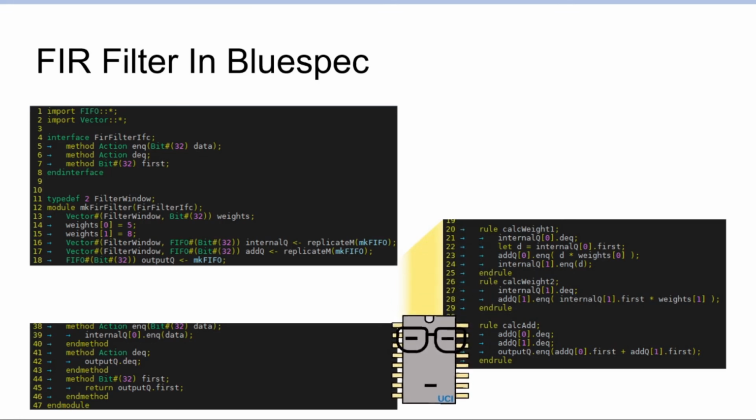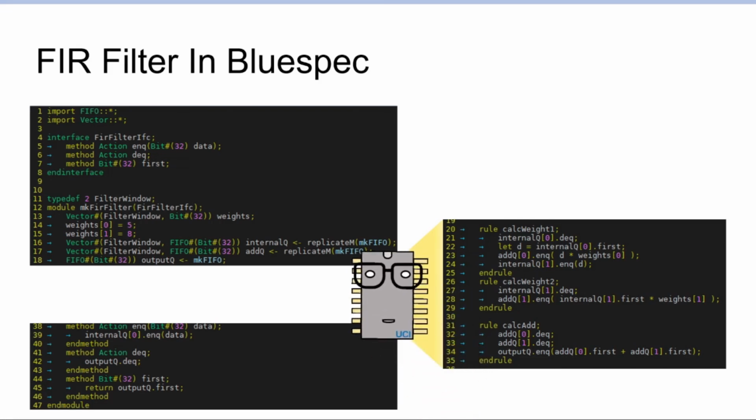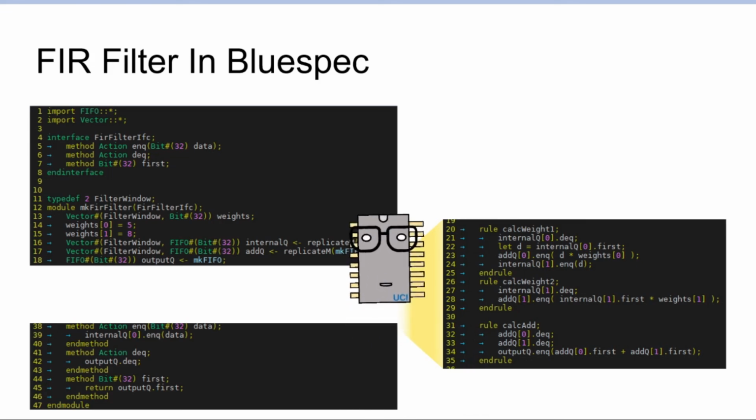And we have an adder rule, which simply takes the values from the 2 add queues, adds them together, and pushes it into the output queue. And this BlueSpec code is simply implementing the FirFilter for a window size of 2. And this is pretty much the approach I think would be sufficient with Lab 2.